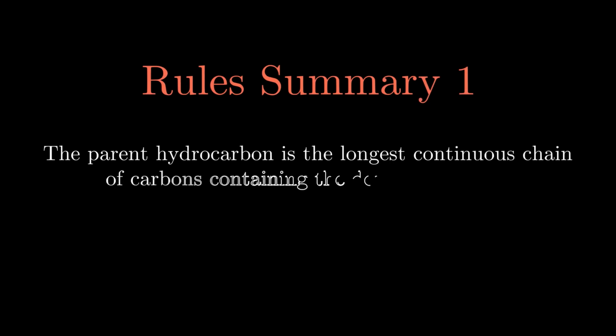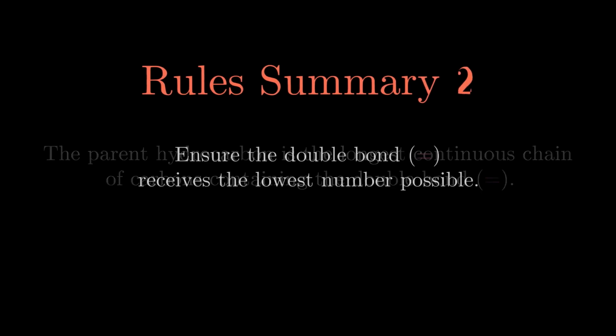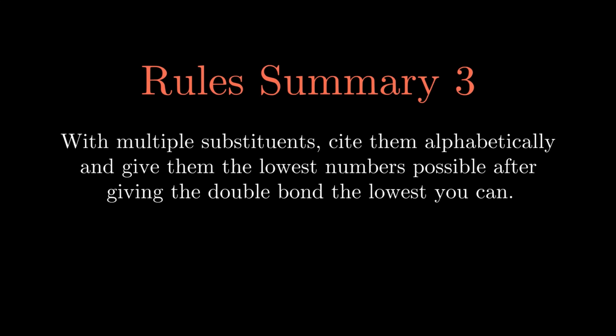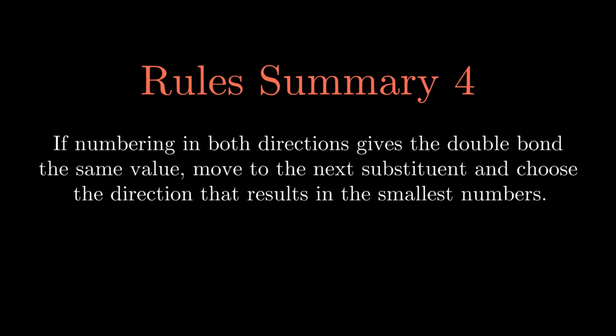To summarize basic alkene naming, the parent hydrocarbon is the longest chain containing the double bond. Ensure the double bond receives the lowest possible number. With multiple substituents, cite them alphabetically and give them the lowest numbers possible after giving the double bond the lowest you can.